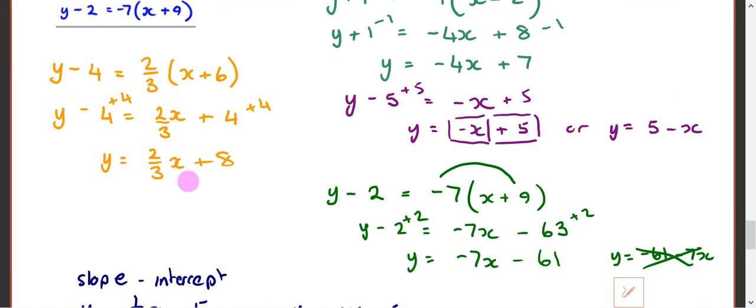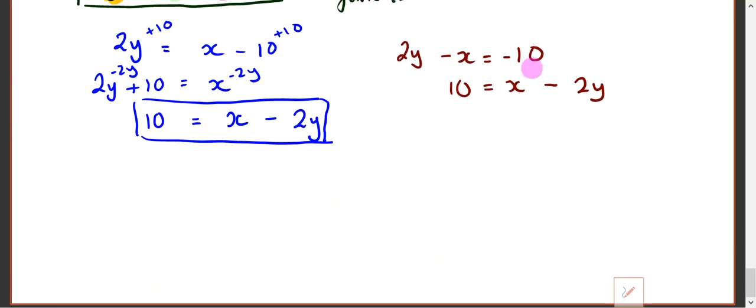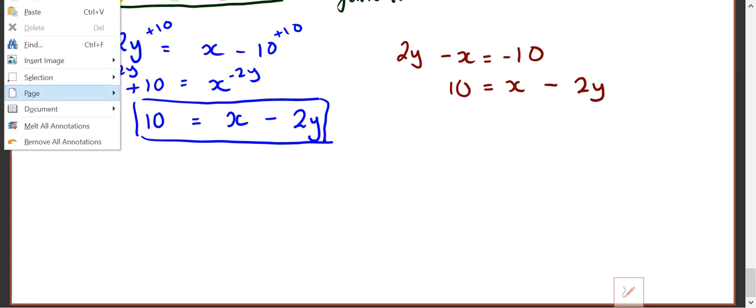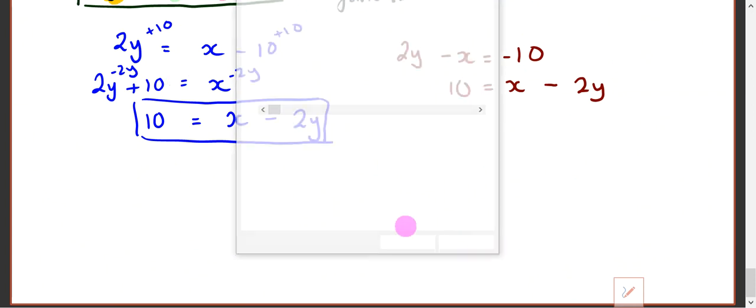Y equals 2/3 x plus 8. Okay. That's the only one I don't know how to do. Y equals 2/3 x plus 8. Right. What can't we have? So what do we do?